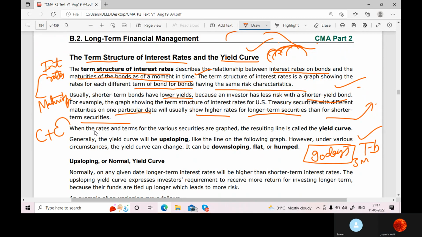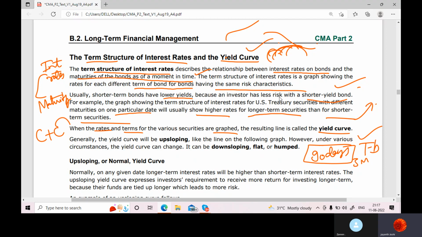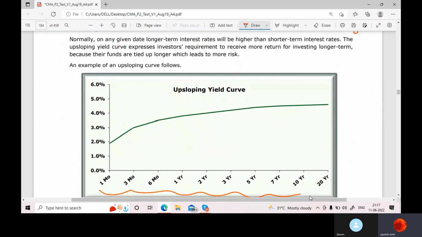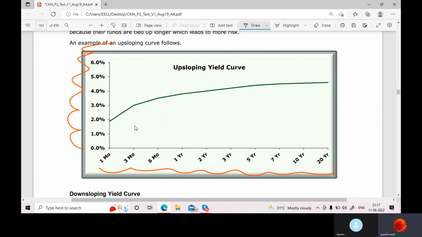Now, when the rates and terms for various securities are graphed, the resulting line is called the yield curve. So the yield curve is nothing but this. You can see this is the term to maturity, and this is the rate you are getting for each and every passing maturity. What you are seeing here is a curve, and this curve is nothing but the yield curve.